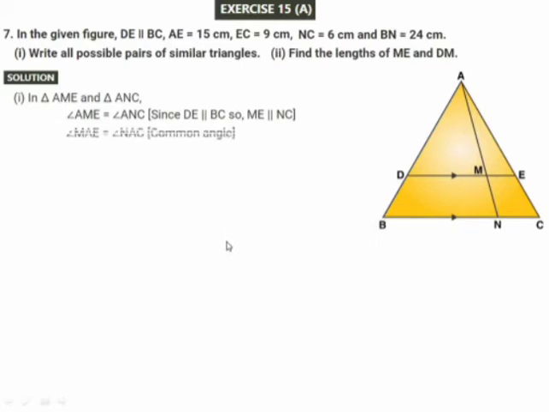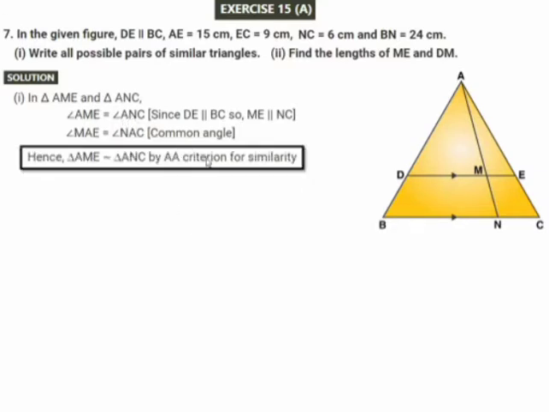All right. Now similarly, you see MAE is this angle and NAC is also this angle. So can I say that they are common? Yes. So that's why they are common angles. Since you have shown that two pairs of angles are equal, we say that these two triangles are similar by AA criterion for similarity.